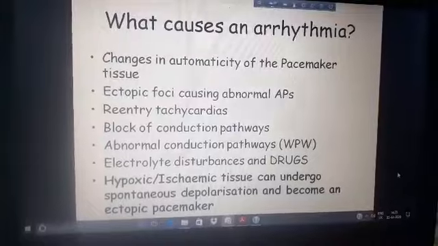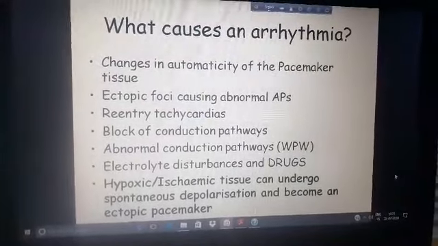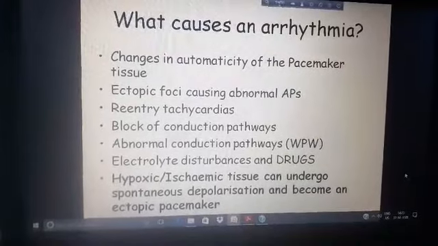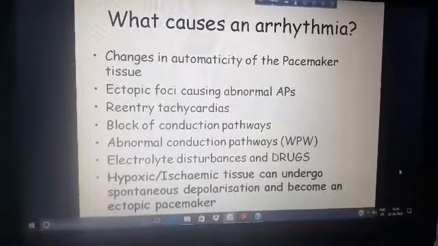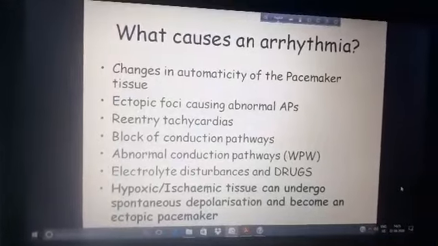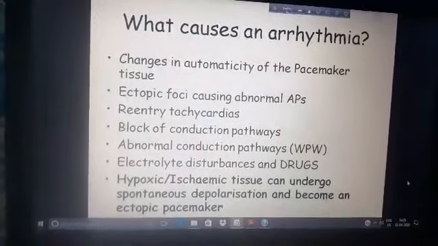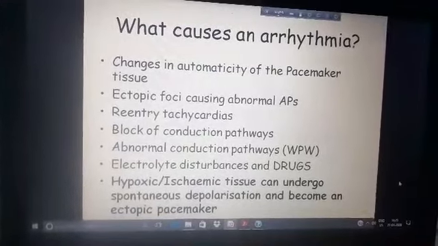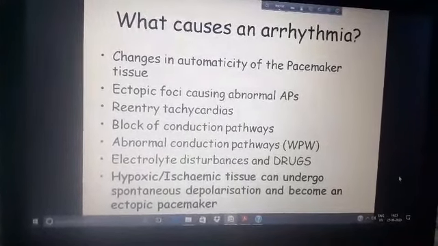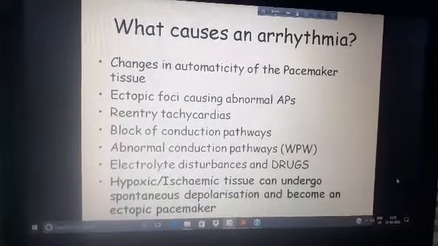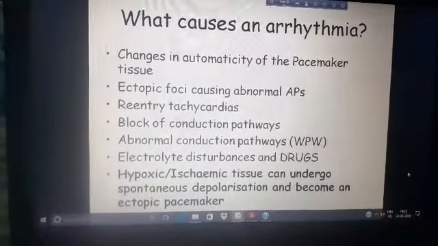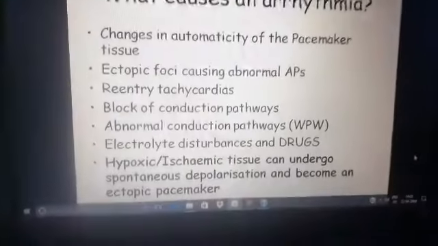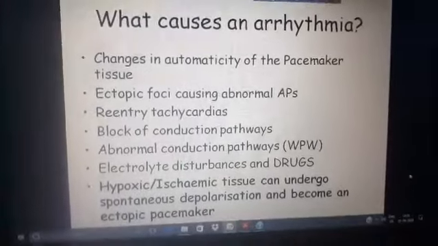Ectopic foci cause abnormal action potentials. If extra tissue generates an impulse or action potential, then there is rhythm disturbance. Re-entry tachycardia I shall discuss. Block of the conduction pathway, or an abnormal conduction pathway like WPW syndrome, where there is an extra accessory pathway that also generates or conducts impulses, also causes arrhythmia. Some electrolyte disturbances like hypokalemia and hypomagnesemia can also cause it, and some drugs can cause arrhythmia.